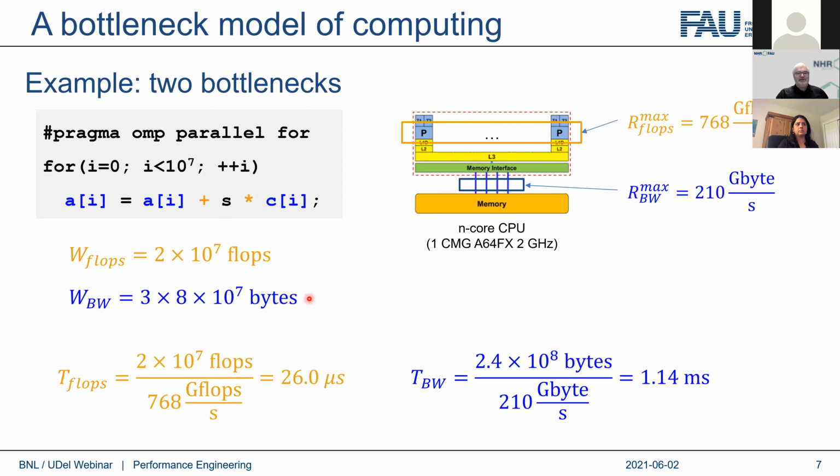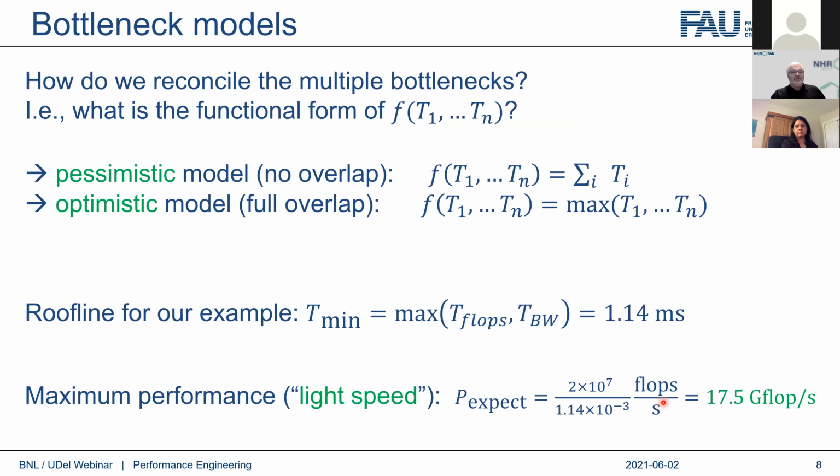And then these are my two predictions for the 2 times. The flop time is 26 microseconds. The data transfer time is 1.14 milliseconds. So these 2 times are my 2 component runtimes. Now the big question is, how do I plug them together to get a prediction? Of course, there are 2 like extreme cases. I could take the view of a very pessimistic model, so no overlapping of these times at all, which means I would have to add them up, okay, at these runtimes.